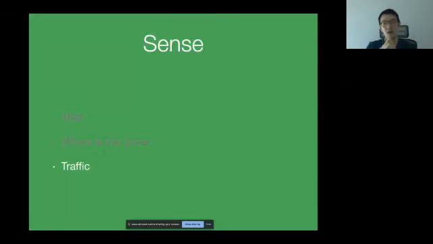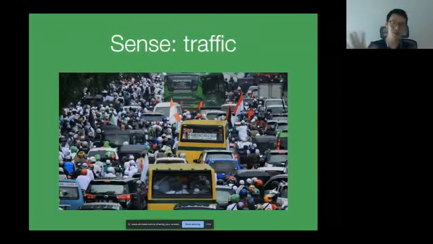Okay, so now assume we understand the map, and we understand where the driver is. The last thing we also want to sense is the real-time traffic. Okay, so this is the traffic happening. This is a real picture taken in Indonesia. So yeah, this is the traffic we need to handle in our day-to-day life.